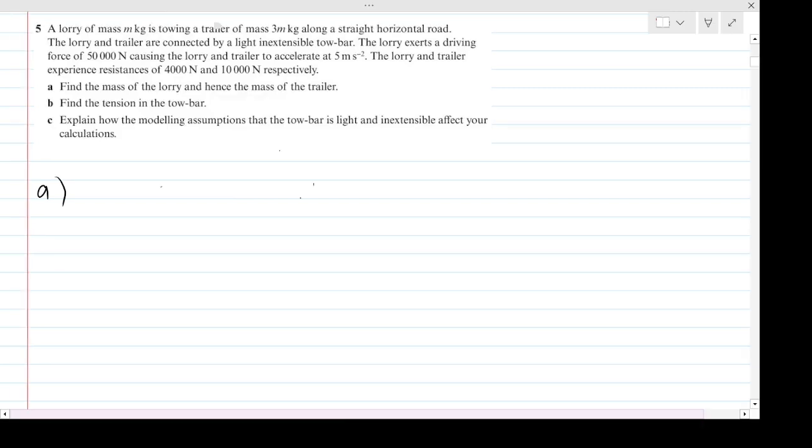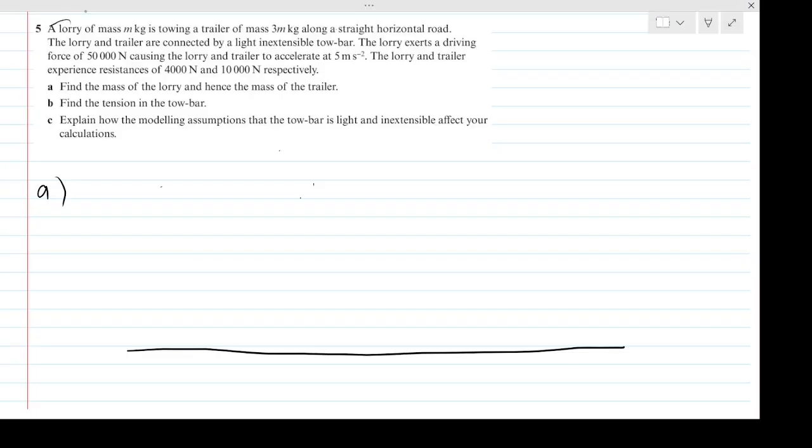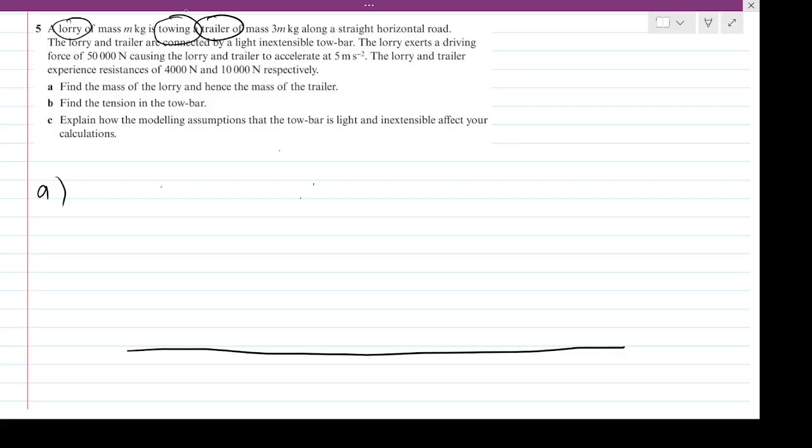Let's break it down. Firstly, we're told this lorry and trailer is on a straight horizontal road, so I'll draw a nice horizontal line like that. We've got a lorry that's towing a trailer, so let's say the lorry is here, and we've got a trailer over here.